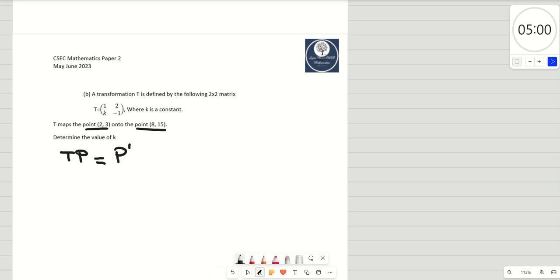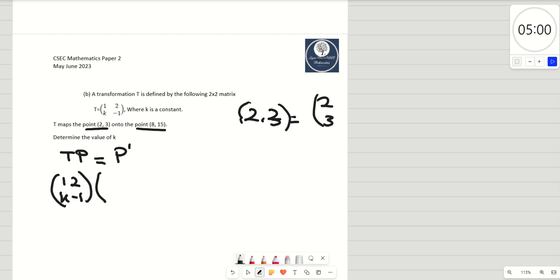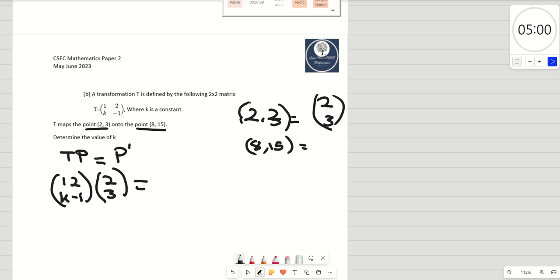Right? So basically what I'm saying is 1, 2, K, minus 1 multiplied by, you're going to change 2, 3 to a column matrix. That is 2 on top, 3 at the bottom. This is going to give you 8, 15, and 8, 15 is also transformed as a column matrix. So 8, 15 as a column matrix would be your x values on top, your y values at the bottom. So it'll be 8, 15.